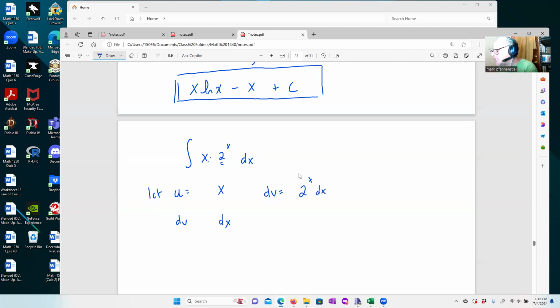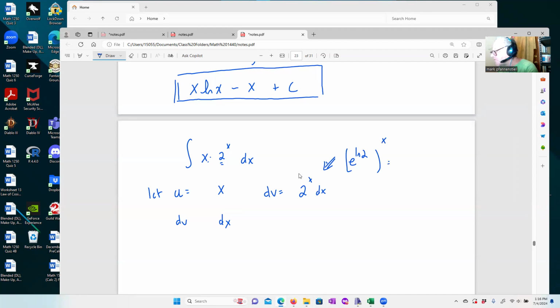Now, I don't know about you. I don't remember how to integrate this off the top of my head. There's a formula for it. I don't remember. But a fancy way to write 2 is e to the natural log of 2. Okay, that's e and natural log, just cancel out. So that's how you write 2. And this is all raised to the x. So we have 2 to the x.